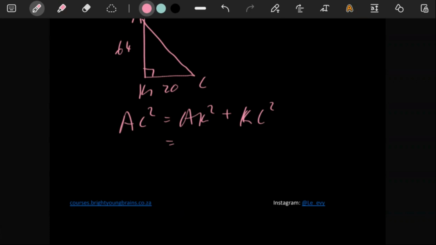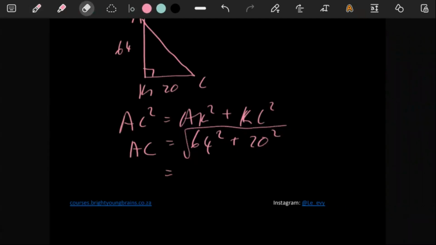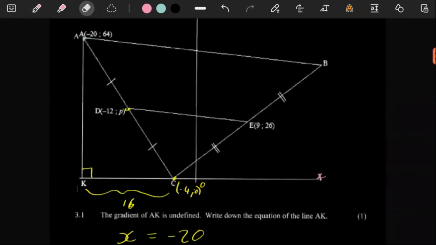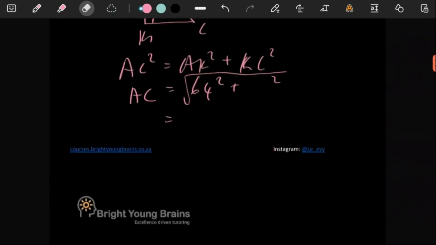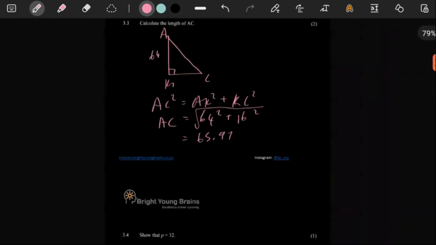So with this Pythagoras theorem, there's really nothing crazy here. We're just going to have 64 squared plus 20 squared, the whole thing under square root. This is our value of AC, right? No, this is not a 20, it's a 16. Why did I put a 20 there? I meant 16. Oopsie. So this is what we have, and under the square root symbol it's going to give you 65.97. They're going to give us 2 marks for that.